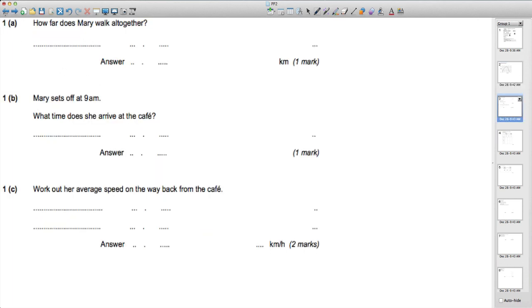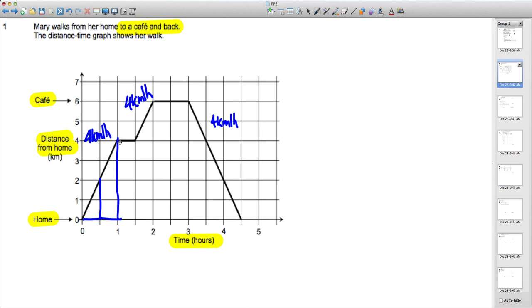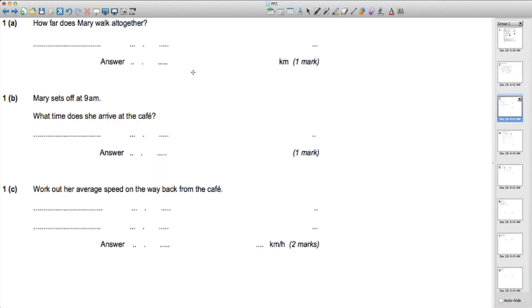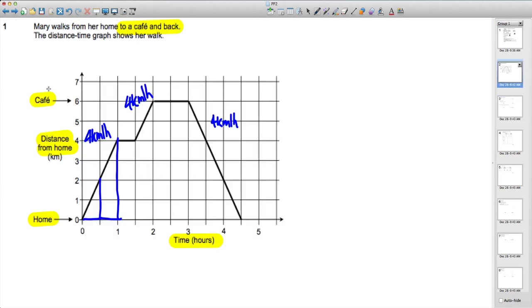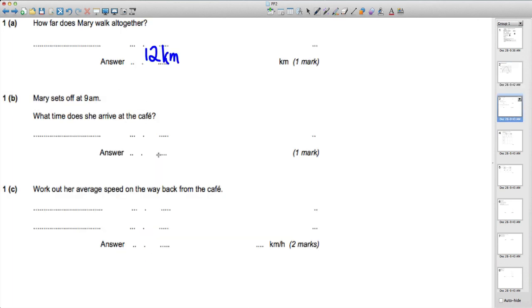How far does Mary walk altogether? Well, here, 4 kilometers, and 2 is 6, and 6 back, so it's 12 kilometers. So easily 12 kilometers. Mary sets off at 9 AM. What time does she arrive at the cafe? Here's 9 AM. She arrives at the cafe 2 hours later, so that's at 11 AM. Nice, easy question.